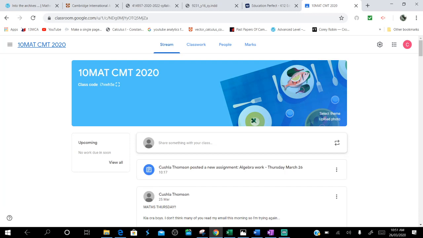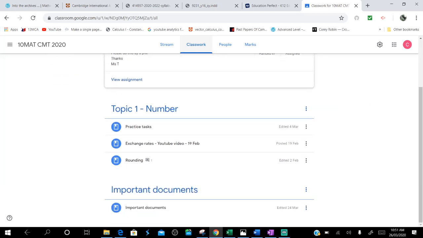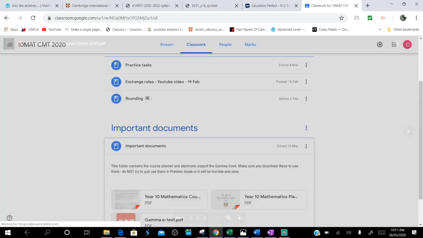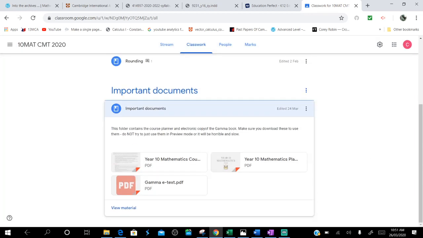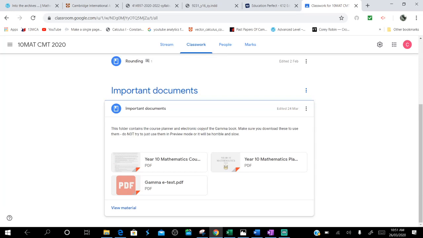Okay, so when we go to the Google Classroom page, if you hop over to classwork, and then you go all the way down to the bottom and you see important documents, and then you go view material, oh, wrong material, there are some things in there. So the first things in there is the Year 10 course outline, and then down here at the bottom, actually I can't write on my screen, but you can see it. See how it says gamma etext.pdf? So if you actually open that document and then you save it as, that's going to download the whole of the textbook.